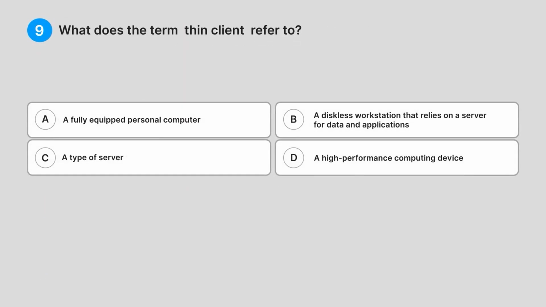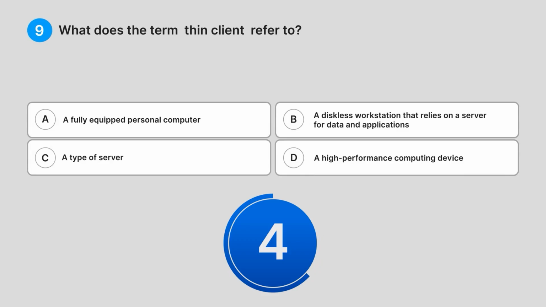9. What does the term thin client refer to? A. A fully equipped personal computer. B. A diskless workstation that relies on a server for data and applications. C. A type of server. D. A high-performance computing device. Do you know the answer?